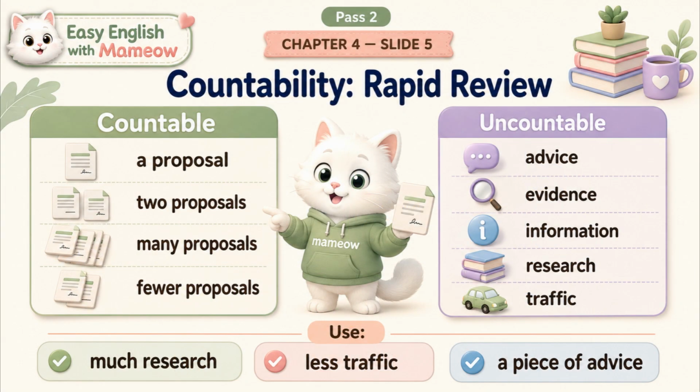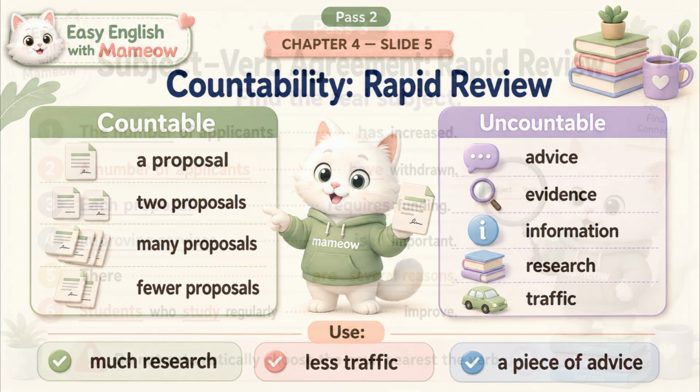Countable nouns can have singular and plural forms, such as a proposal and 2 proposals. We can use many and fewer with plural countable nouns. Nouns such as advice, evidence, information, research, and traffic are normally uncountable. We say much research, less traffic, and a piece of advice.